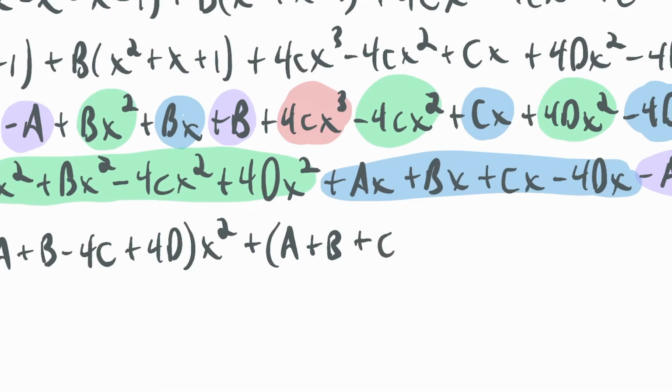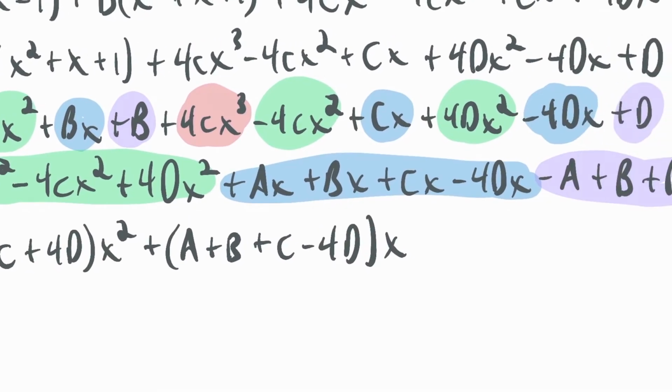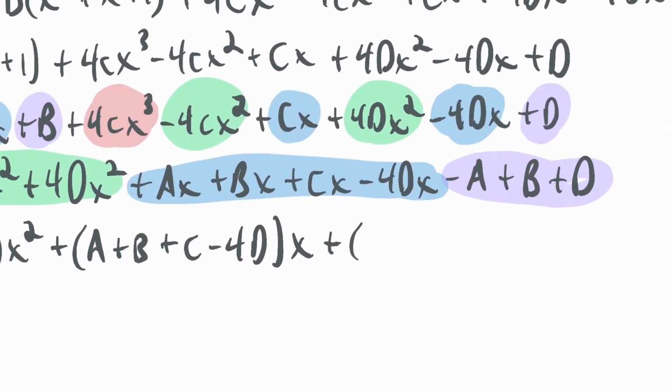So plus c minus 4d. I'll tell you, I've never put one this complicated on a test just because of the time. Plus negative a plus b plus d.